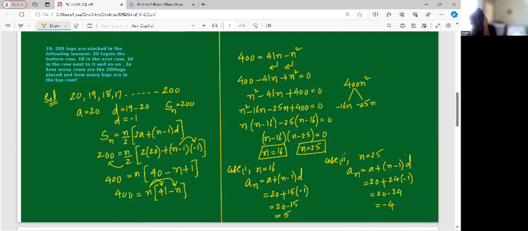It's not possible, no? So we write the answer is, there are 16 rows are possible and the top row will have only 5 logs. You write the answers in your words. That is finished of the question number 19.